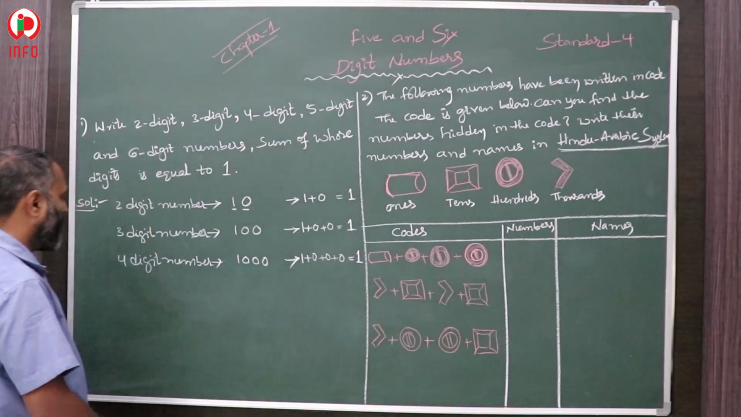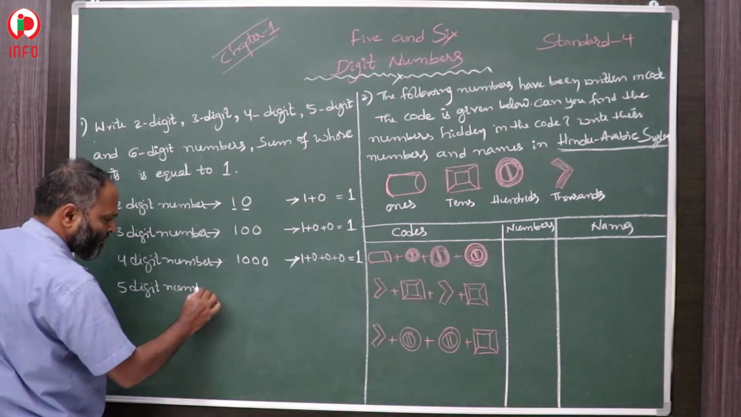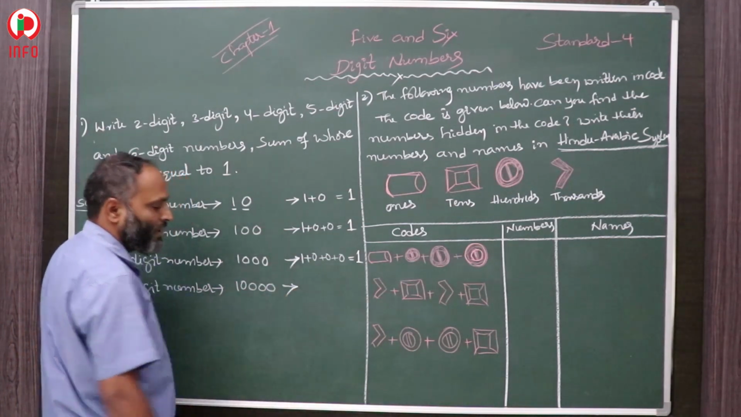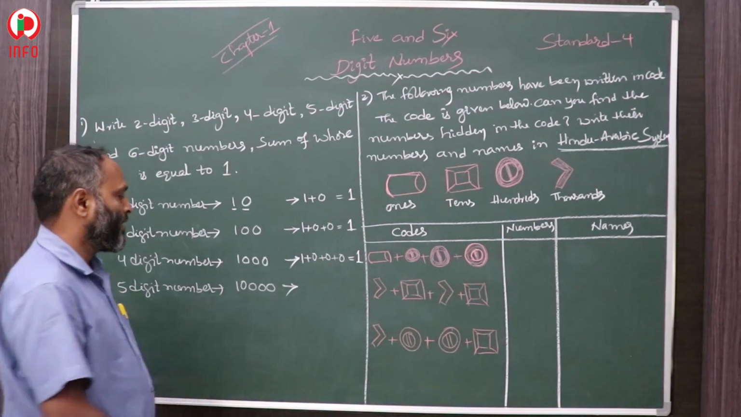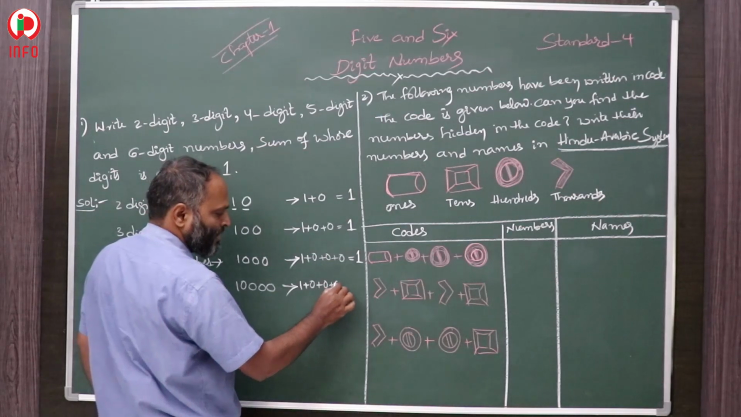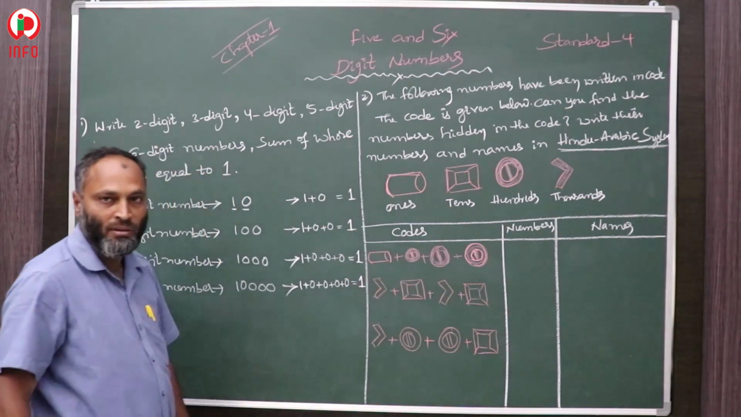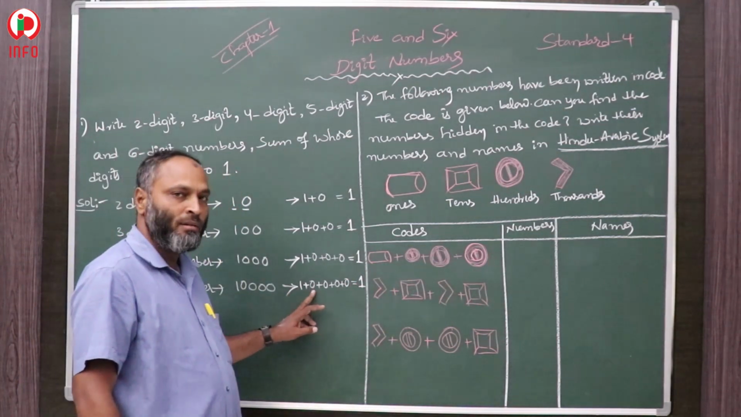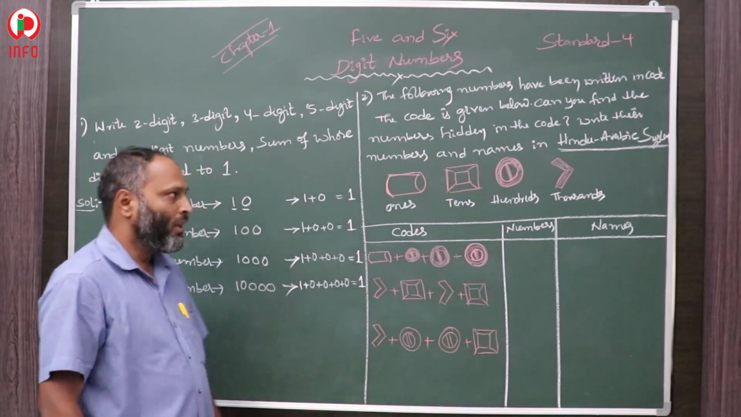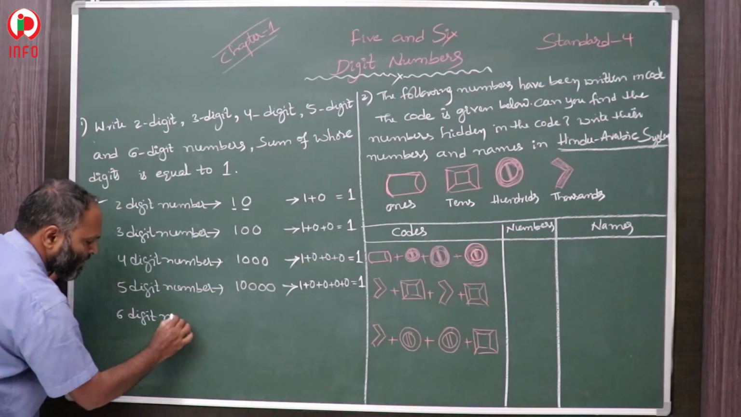In a 5-digit number, I want to take 10,000. If I add the digits, 1 plus 4 zeros, the answer is again the same, that is 1. In the last, again he asks for a 6 digit number also.